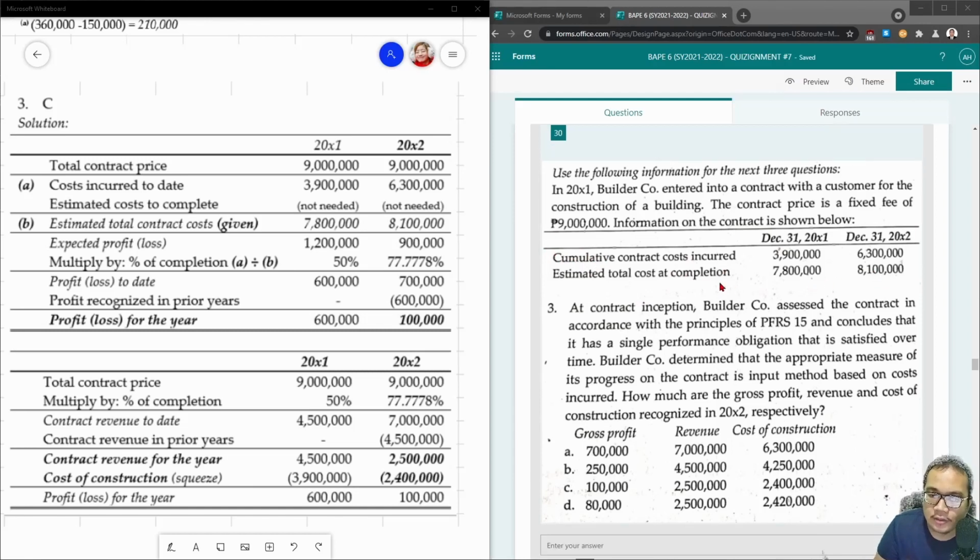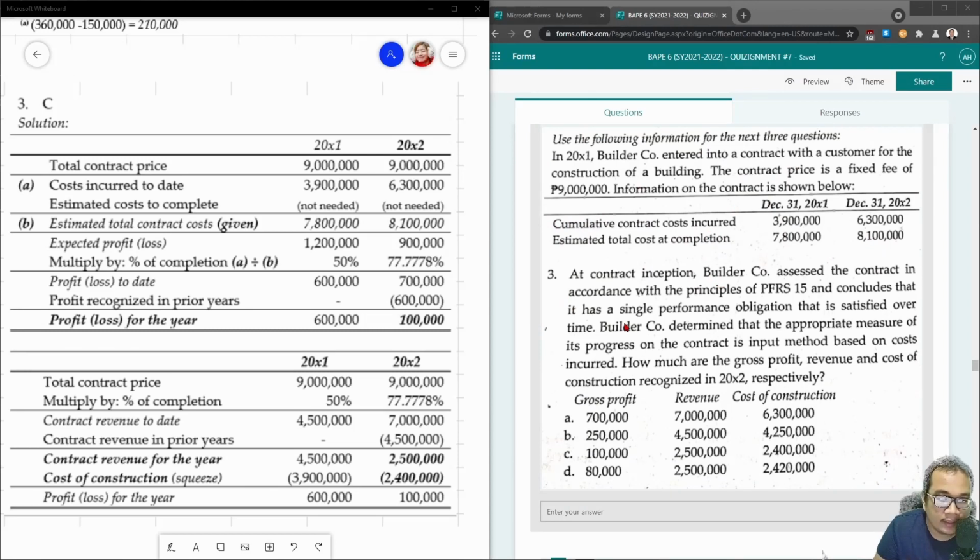So, yung given, let's go to the question kasi 3, 4, 5 yan eh. So, at contract inception, Builder Co assesses the contract in accordance with the principles of PFRS 15 and concludes that it has a single performance obligation that is satisfied over time. Builder Co determined that the appropriate measure of its progress on the contract is the input method based on cost incurred. So, ang tanong, how much are the gross profit, revenue, and cost of construction recognized in 20x2 respectively?